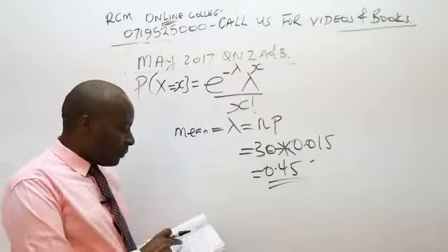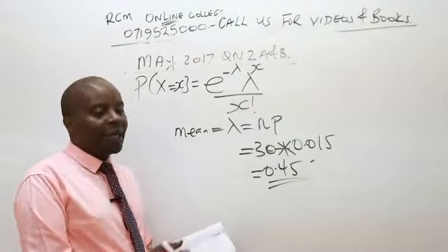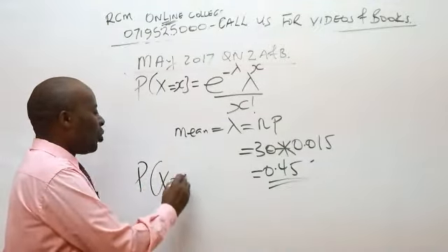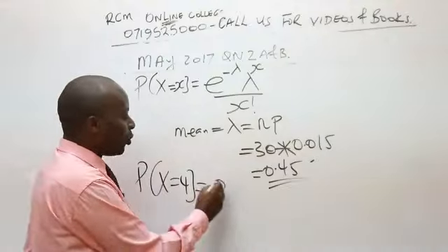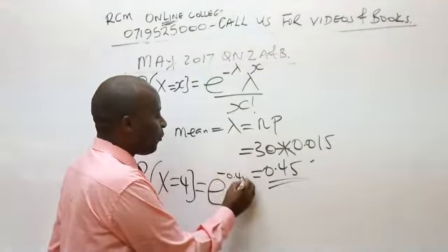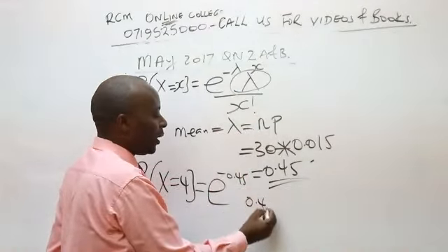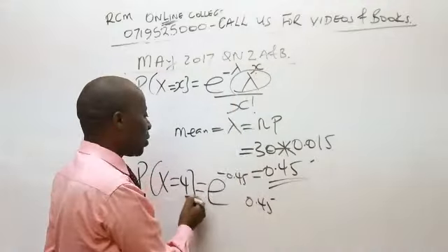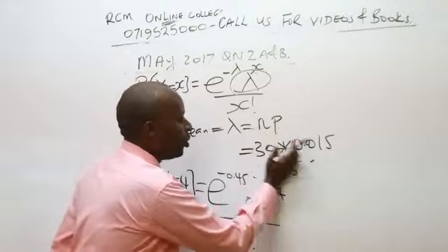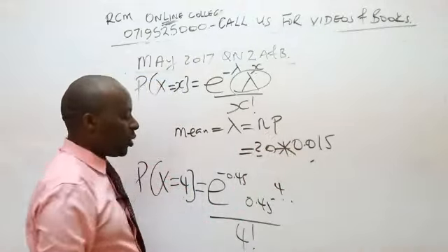Now here, number one, they want us to give them the probability that exactly 4 machines will break down. So the probability of X being equal to 4 will be equal to e raised to negative lambda, so raised to negative 0.45, and then lambda raised to x, which here is 4, all over 4 factorial.